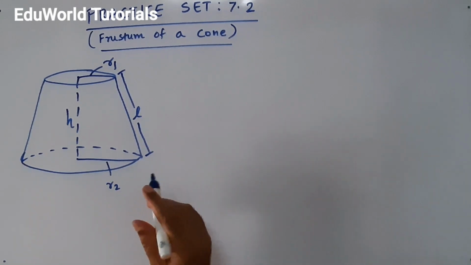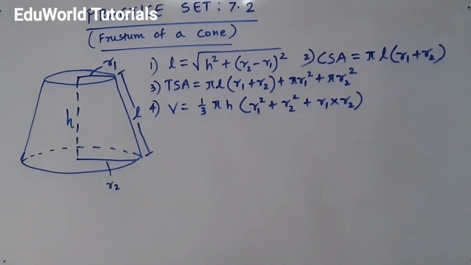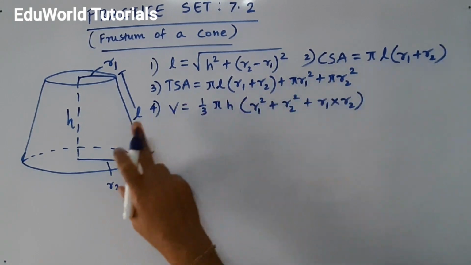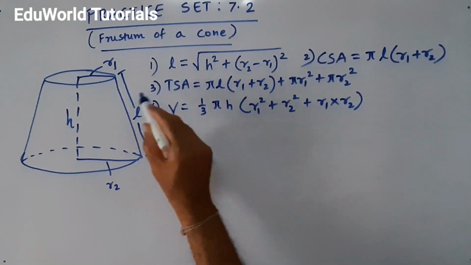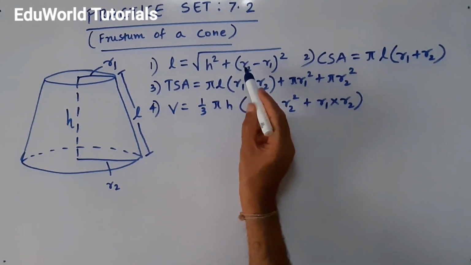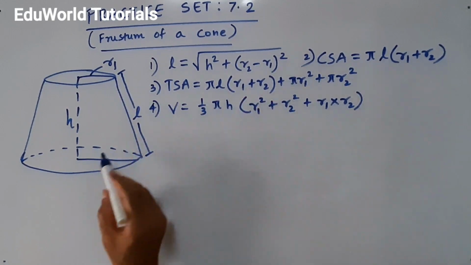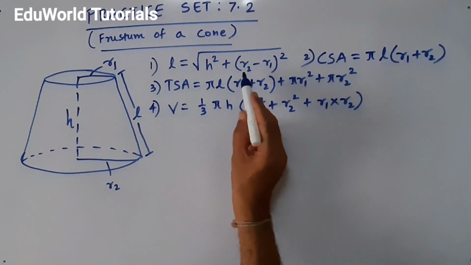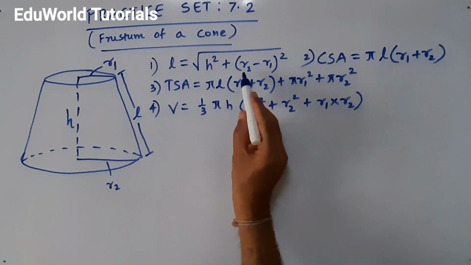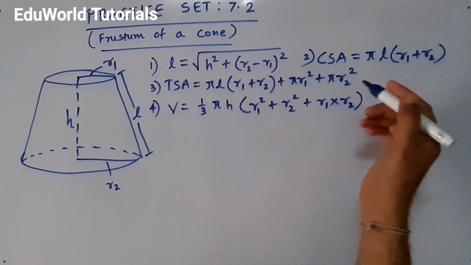Okay. Now recall the formulas of the frustum of the cone. We have already studied them. So these are the four formulae we have seen for a frustum. L, the slant height. To find the slant height, we have under the square root h square plus (r2 minus r1) the whole square, the difference of the two radii. Always remember, here R2 is greater than R1, so we write R2 minus R1. If this was R1 and this was R2, then I should have written R1 minus R2 the whole square. That means the difference of the two radii.